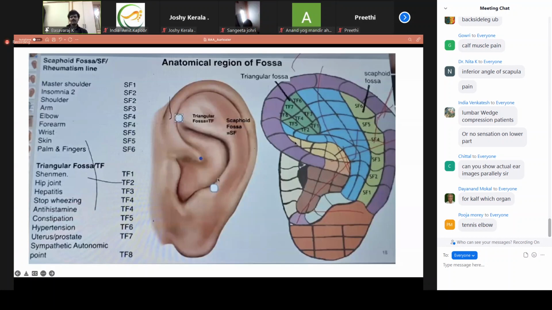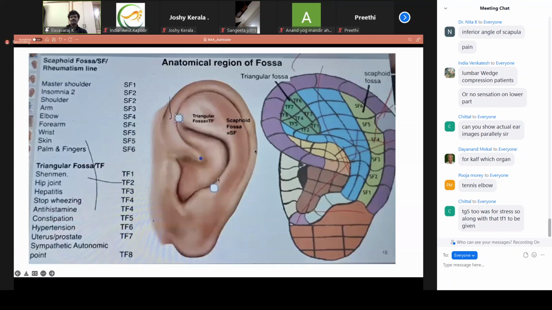Okay. So TF2, just below that, triangular fossa 2 is for the hip joint. Many people suffering with sciatica and hip related issues, you can cover here in triangular fossa 2. TF3 is a hepatitis point. So if you are suffering with hepatitis B or C or any liver disorder, you can treat this. TF4 is a stop wheezing point. When you are suffering with wheezing and you are trying to treat with different lung points, if they are not getting relief, along with lungs, you can also use TF4. It's a stop wheezing point.